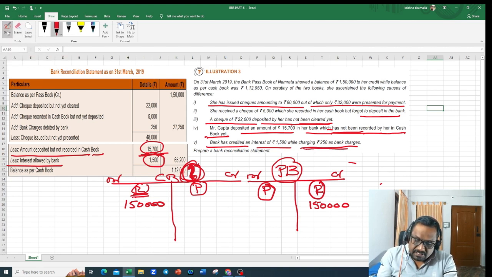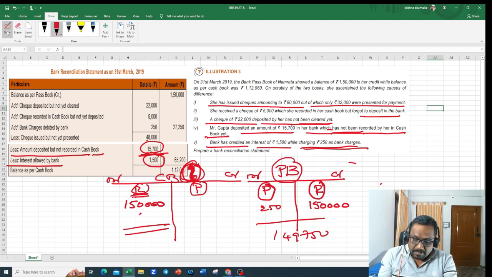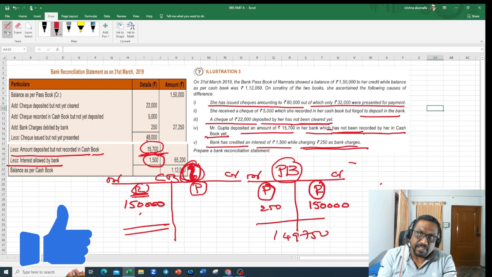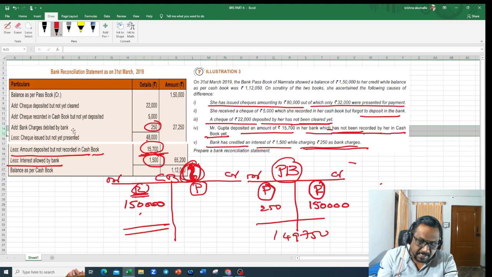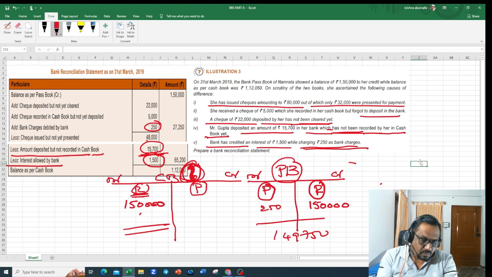Now, bank charges debited 250. So he debited 250 rupees here. Now, what is the balance here? 1,49,750. This is 1,50,000. So, cash book balance is reduced or increased? Cash book balance is 1,50,000, but this is 1,49,750. So, the cash book balance is increased, by 250 rupees. Hence, we need to add this. Add 250, saying that bank charges debited by bank. So that has been added. Clear? Right.